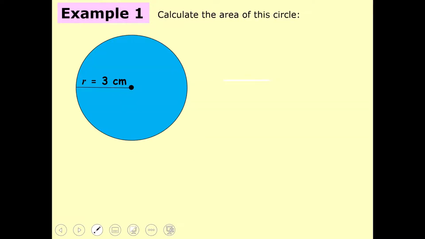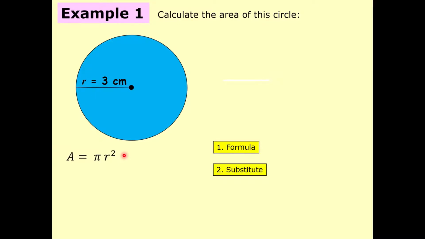Okay, first example, calculate the area of this circle. So first thing we're going to do is write down our formula. We know we're calculating the area of the circle, so we've got A equals pi r squared. We're then going to substitute into the formula. So A equals pi times, and our radius is 3, so we're going to take 3 squared.